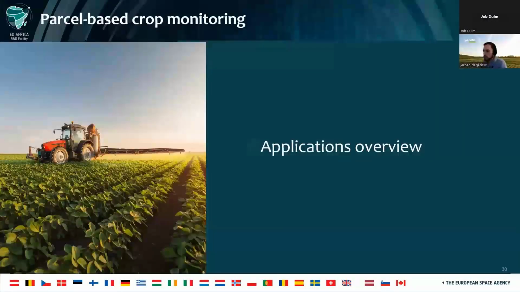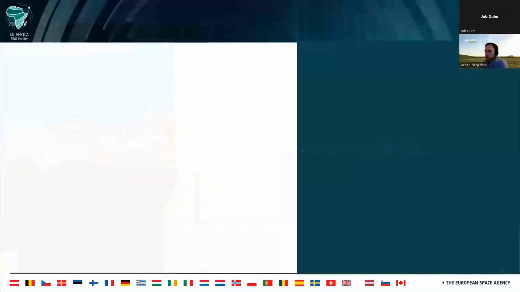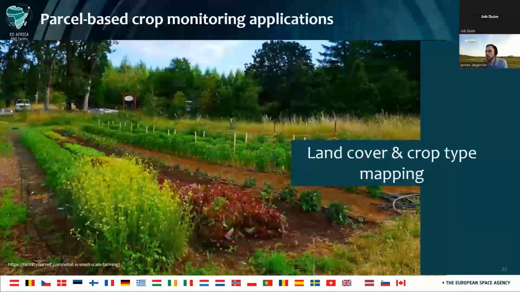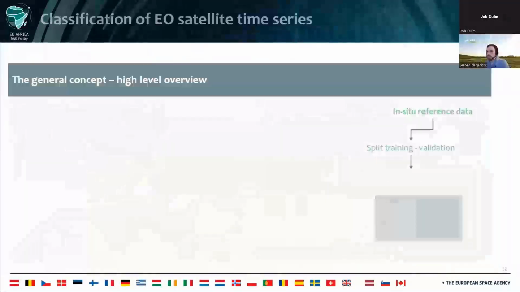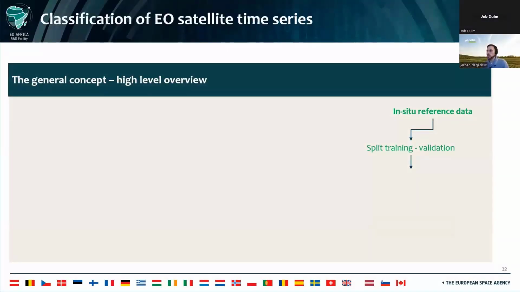Okay, so now maybe the more interesting part. So this was all a very lengthy introduction to introduce some basic principles. But now onto the applications themselves. So the first one I want to cover is land cover and crop type mapping, typically done at high resolution or parcel scale. Over here, we usually use supervised classification methods. So that means highly dependent on in situ reference data. So known fields where you know the crop type and when that crop type was actually present on the field. So those are the three main attributes that you need: location, timing, and the crop type label itself.